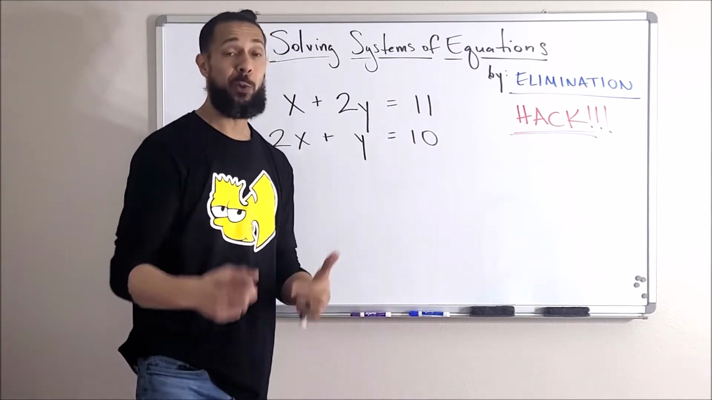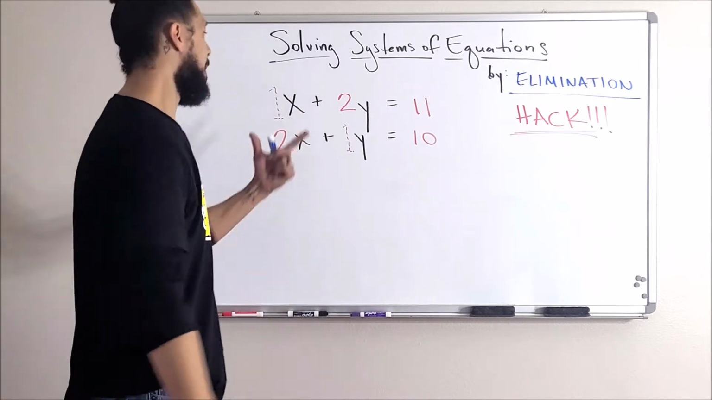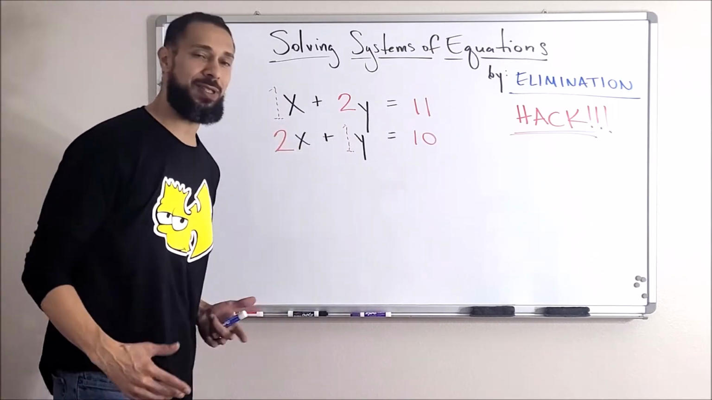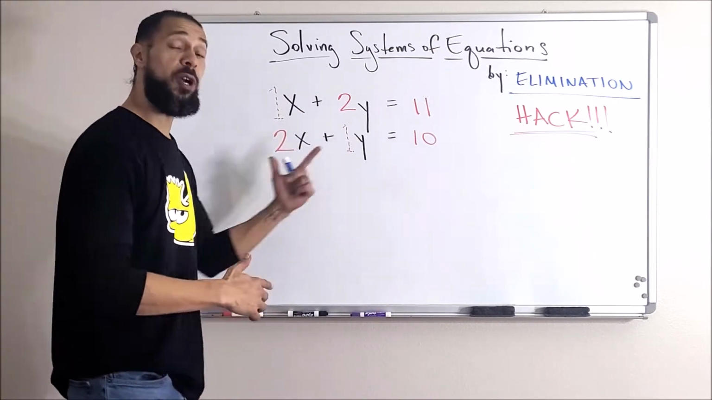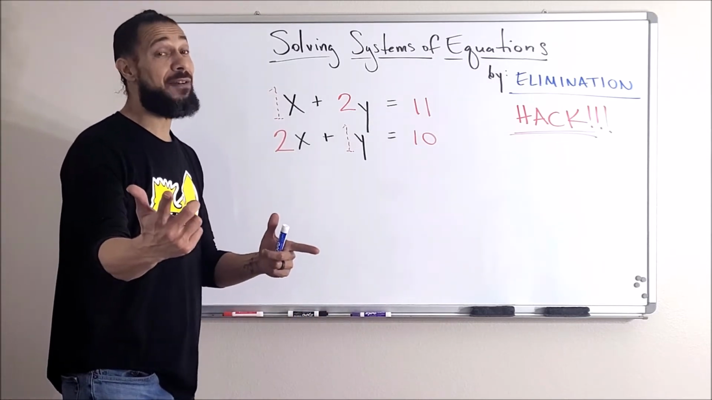Now for this hack, we only need the coefficients. Yep, those numbers right there. And remember, if there wasn't a coefficient, there's an imaginary 1 there. That 1 is understood to be there. Let's get to it. We can solve for the x directly.